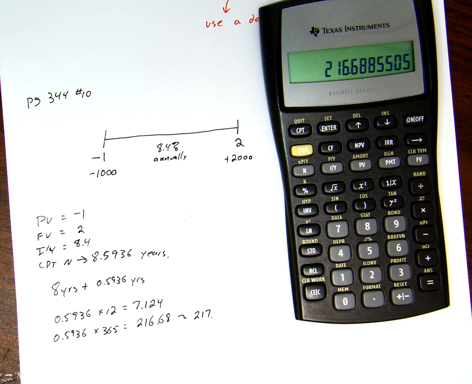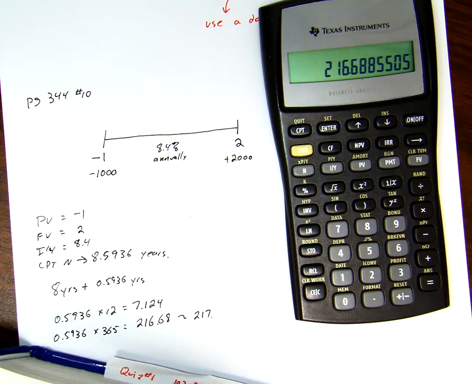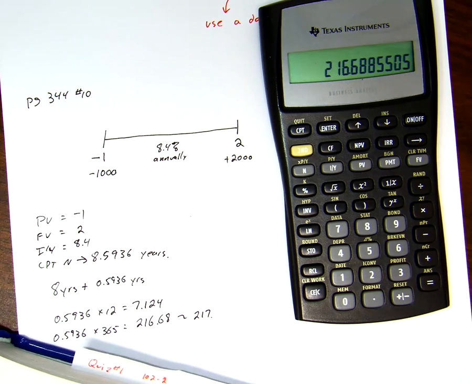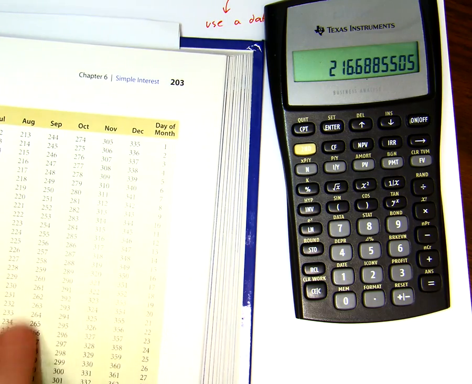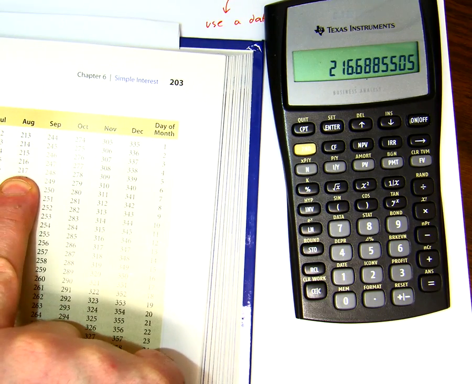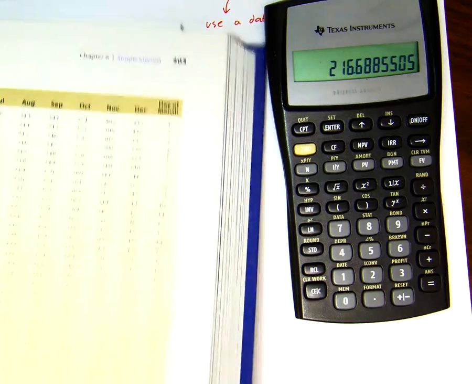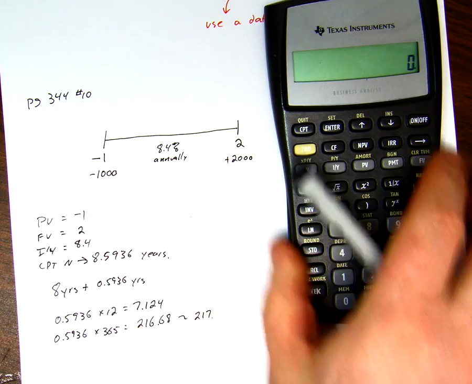If this is starting at the beginning of the year, we would say 8 years down the road, and we could take a look like we did before on page 203, find day 217. So if it started on the 1st, we'd say it would be August 5th. If it didn't start on the 1st, we could figure out exactly what the day was for it.